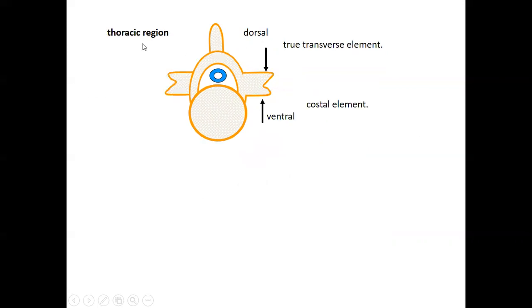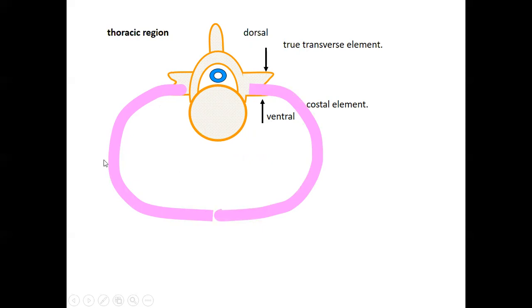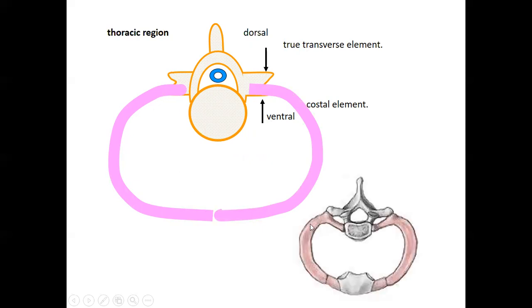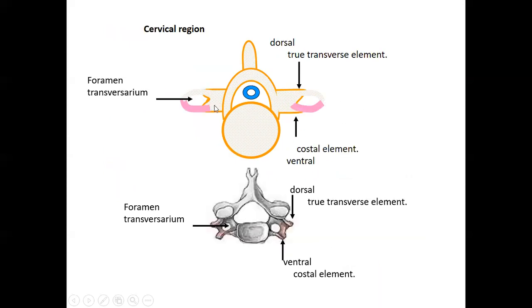In the thoracic region, we also have the transverse element and the costal element. The transverse element is from the vertebral arch. But the costal element, you can see here, will form the rib. In the cervical region it does not form a rib; it joins with the dorsal true transverse element to form the foramen transversarium.